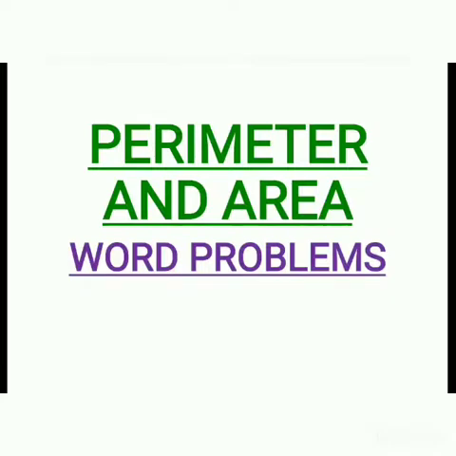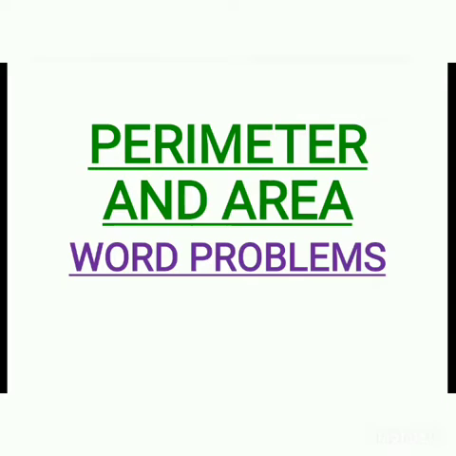So, we are moving on with the chapter Perimeter, Area and Volume. And we discussed the concept of area and perimeter. Let's discuss today some word problems on perimeter and area, and some more problems on the concept of perimeter and area.